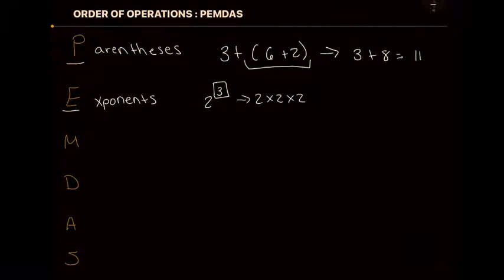So for example, if we had 3 plus 6 squared, we would have to do the exponent first, giving us 3 plus 36, which equals 39.